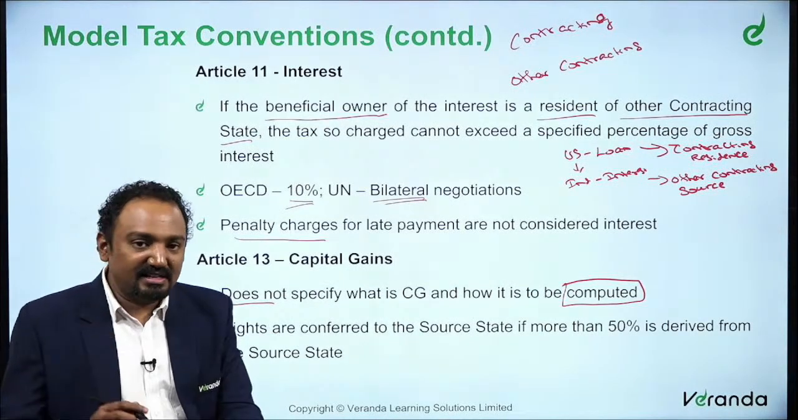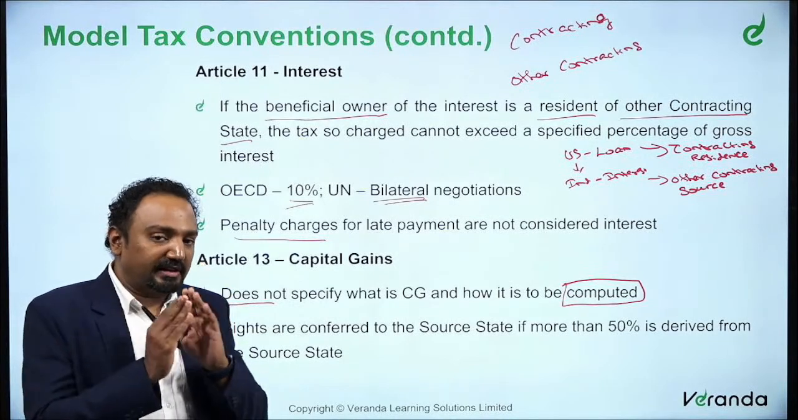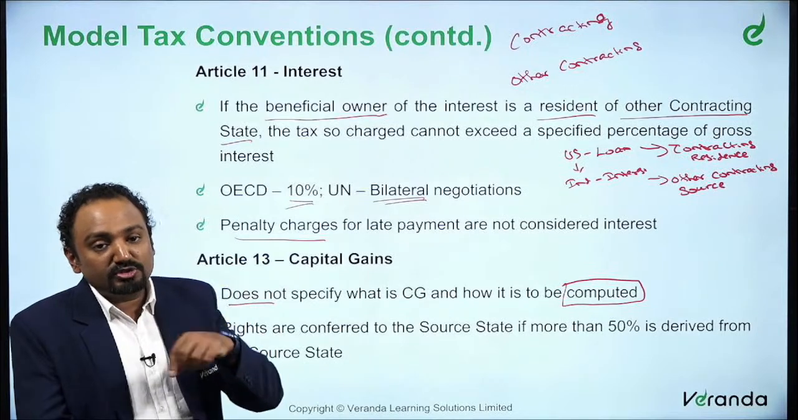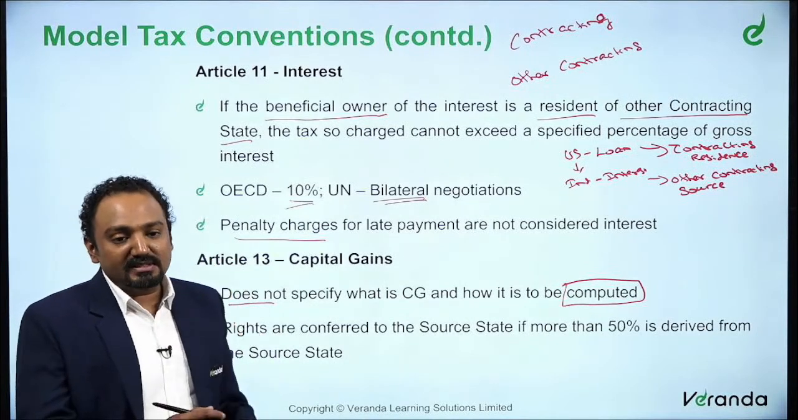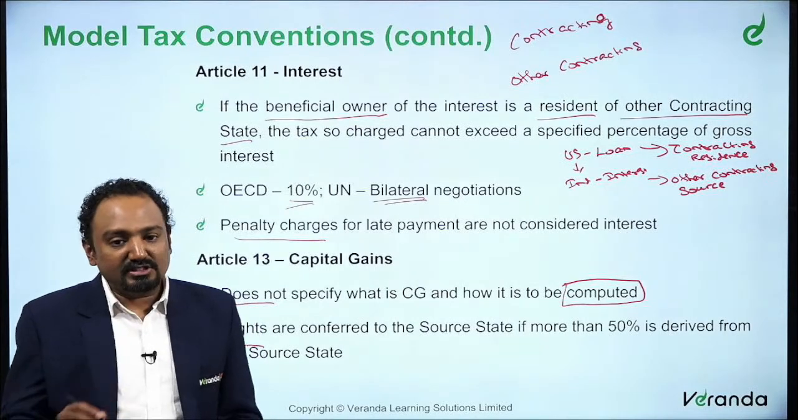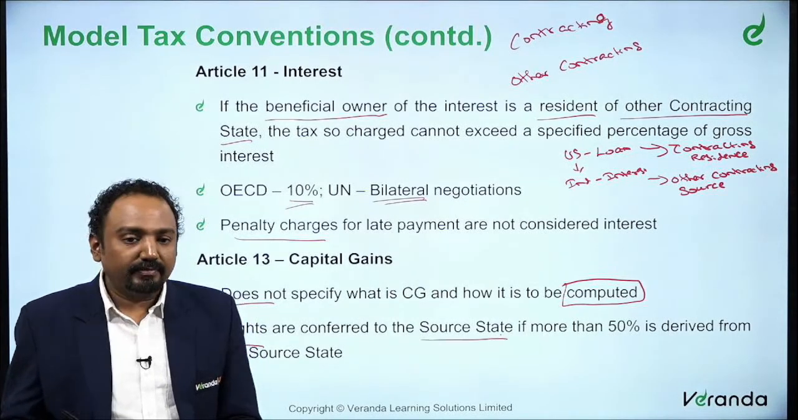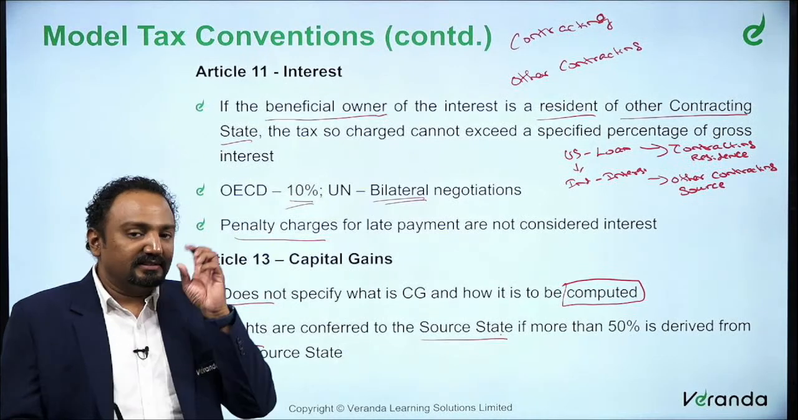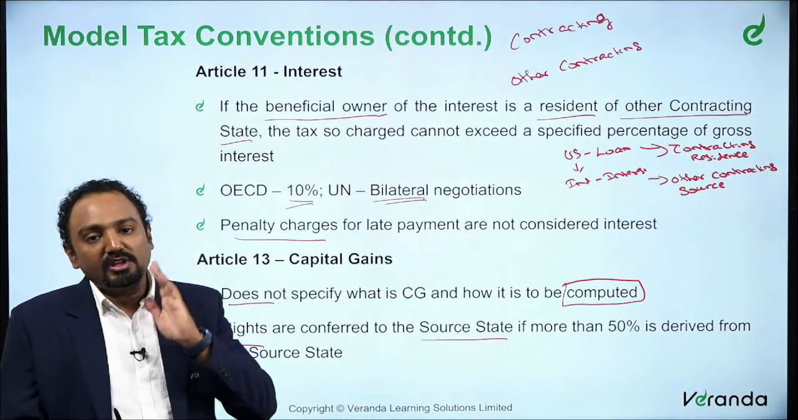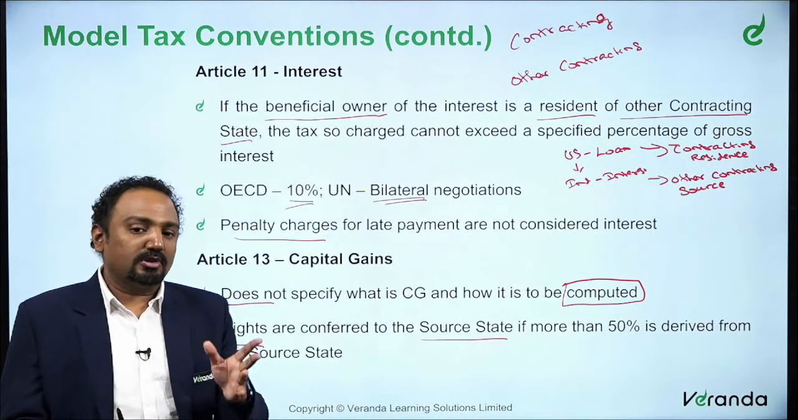Article 13 generally says that for a particular income from a capital gain, where should this be taxed? So basically it says rights. The basic right is provided to the source state. So if the property is in India, the right is given to India. If the property is in the US, the right is given to the US government. So that's what is there.